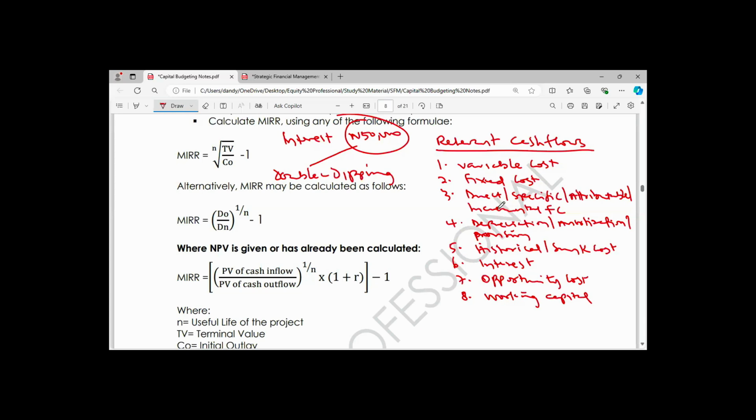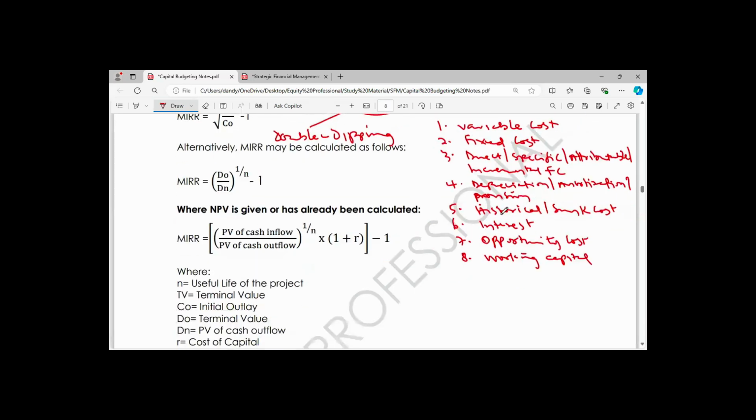Then the next item is number 7, opportunity cost. Okay, opportunity cost is a benefit forgone as a result of taking a particular course of action. Opportunity cost is a relevant cash flow and should be considered. So when you have opportunity cost in a question, you have to account for it. You have to take it. It's relevant. The last one is working capital.